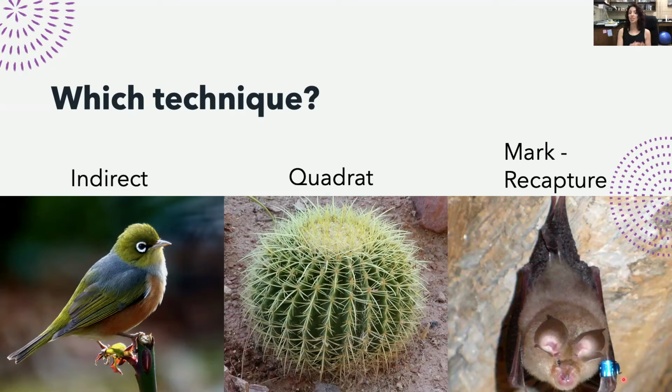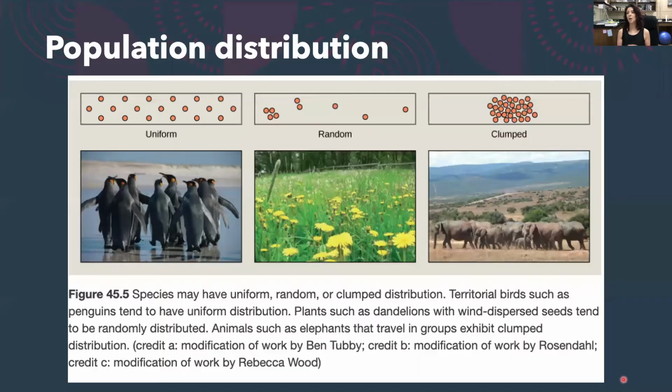Now, once we know the numbers, there is an additional layer behind that population density, and that's the population distribution. So just because you know the number of individuals, it doesn't say how those individuals are distributed within the habitat. So here we have a figure from your textbook representing the three main types of population distribution. First, we have a uniform distribution. This is most common around territorial birds like penguin species.